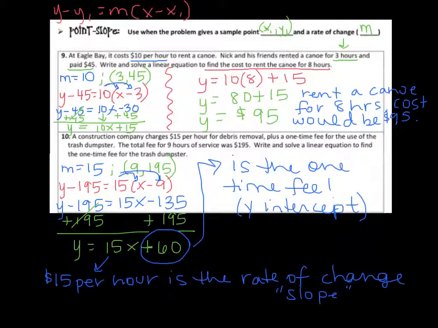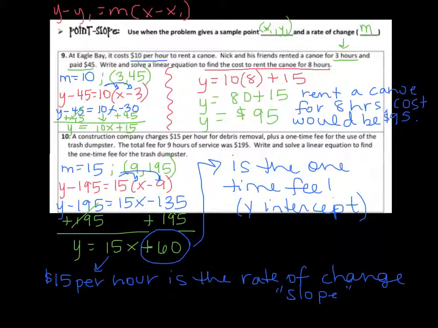So it tells me that a construction company charges $15 an hour for debris removal plus a one-time fee for the use of the trash dumpster. So they gave me my rate of change, or my slope. That was $15 per hour. Then they also told me that the total fee for 9 hours of service was $195. So that was my sample point. I know that for 9 hours it was going to cost $195. So that's what told me to go ahead and use point slope form.